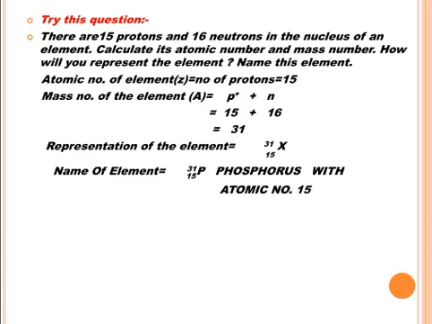Now let us find the actual name of this element. Students, you have learnt the first 20 elements, and you know which element has atomic number 15. Yes, it is phosphorus. So the name of the element is phosphorus. In place of X we can write the symbol of phosphorus with its mass number 31 and atomic number 15. This is the representation of this element phosphorus with atomic number 15 and mass number 31.